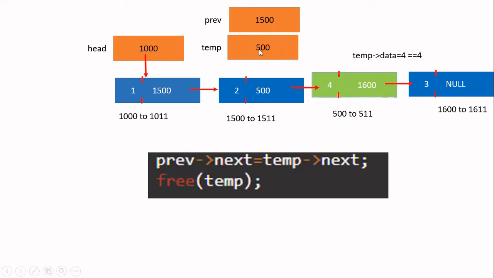Okay. 500 is available in temp. So 1600 is nothing but temp arrow next. If you do this, you will get 1600. Now, where you have to put that 1600? It should be placed here. What is this? This is nothing but the next field of 1500. What is 1500? It is previous. So in the next field of previous node, you store the next field of the temp node. If you do that, this arrow will be pointing to this one.